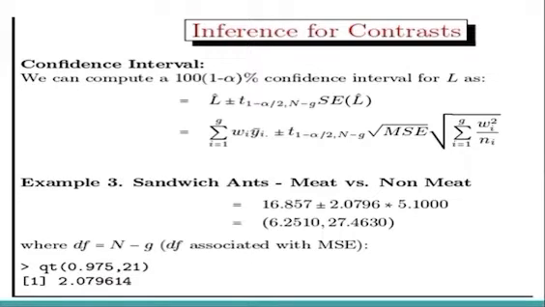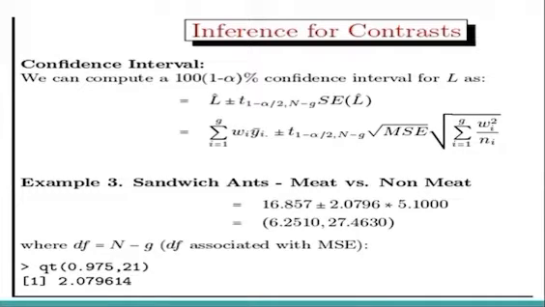Now, I told you the other time that sigma is the square root of MSE. You can see in the formula that the MSE you're actually going to get from the ANOVA table. When you take a look at example 3 that we just did, the moment you plug in those values, I have the range from 6.2510 to 27.46030. What are you comparing? You're comparing meat with non-meat.